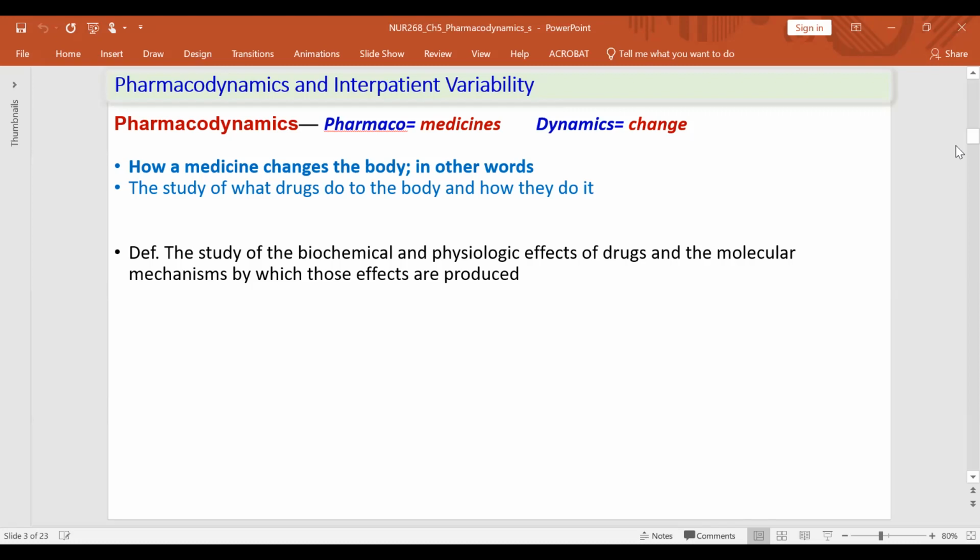So what is pharmacodynamics? It is how a medicine changes the body. In other words, it is the study of what drugs do to the body and how they do it. It will help us to predict if the drug will produce a change or response. It will ensure that the drug will provide safe and effective treatment. So a combination of drug guides and intuitive experience will guide safe treatment.